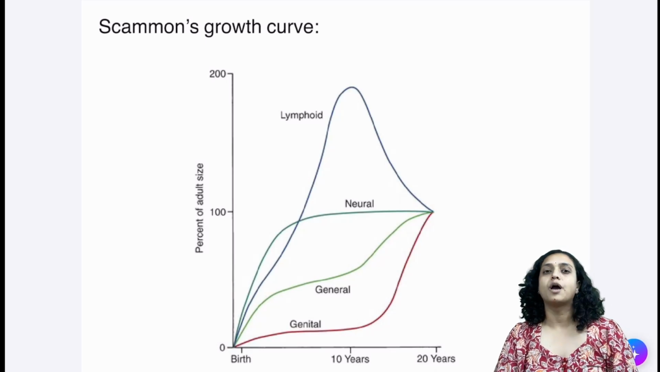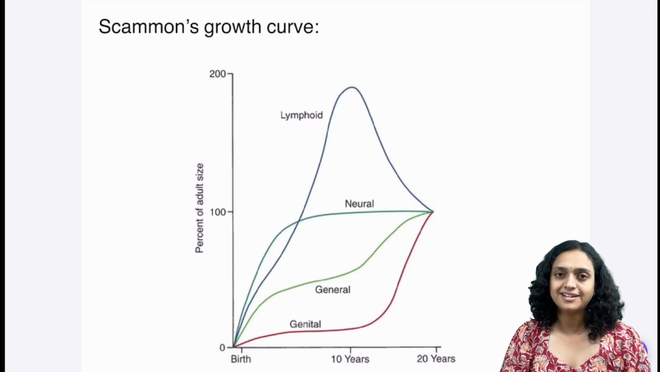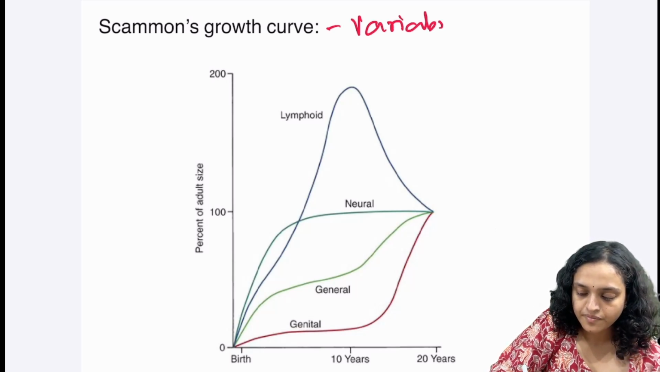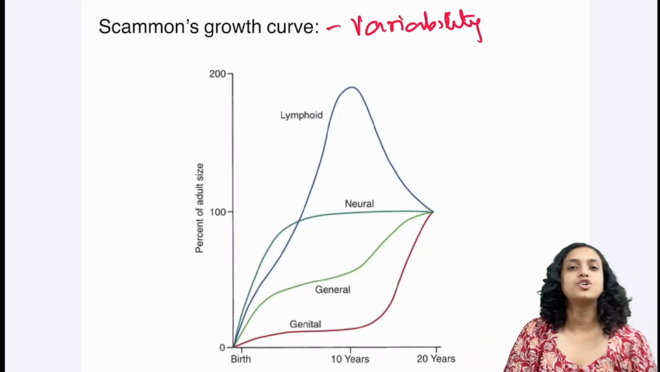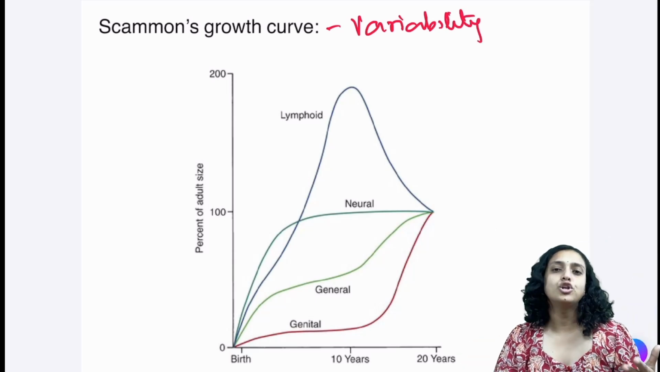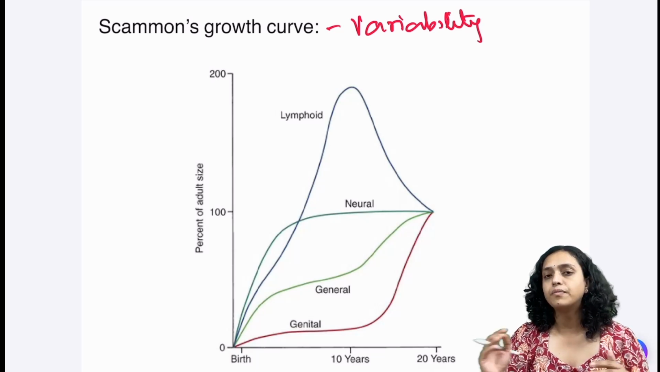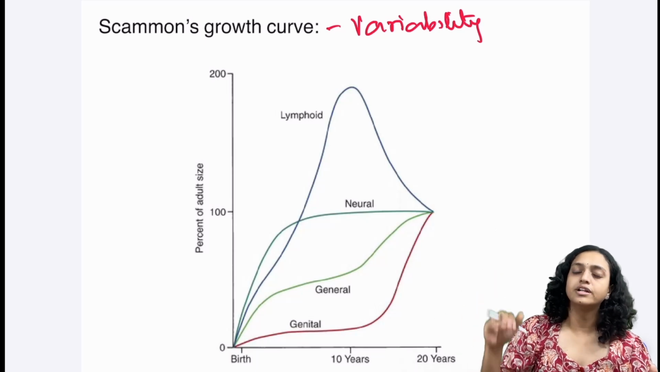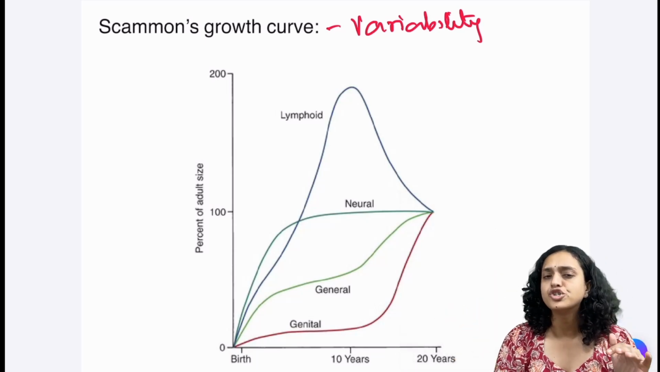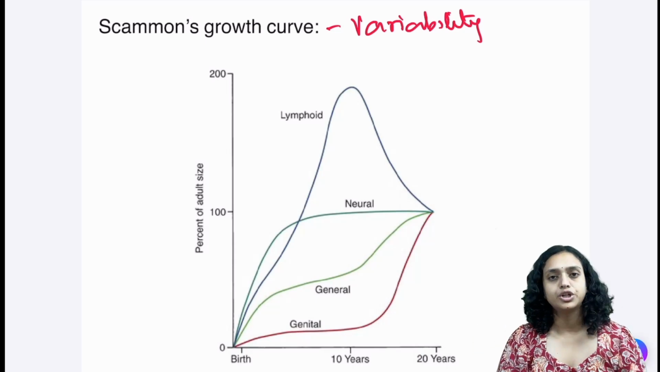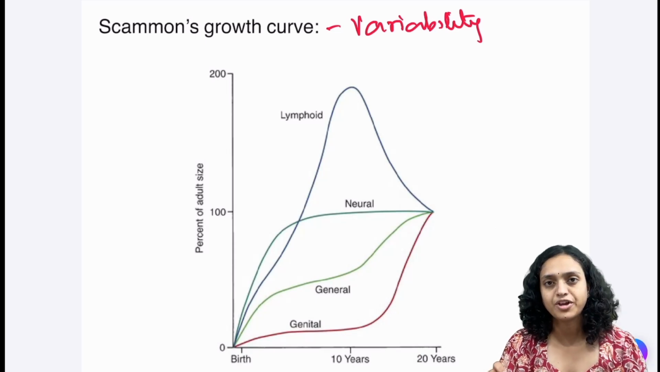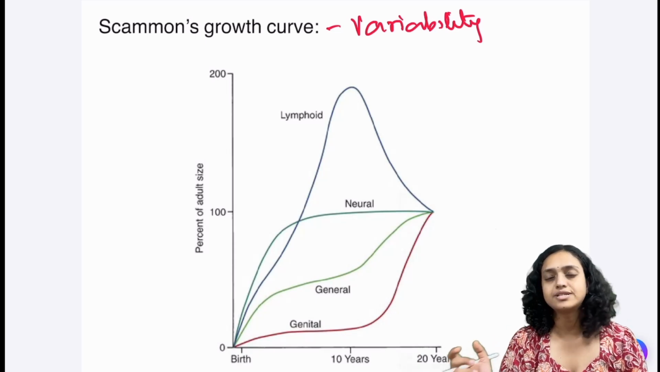So what is this Scammon's growth curve? Scammon's growth curve basically describes something called variability of growth. So what does this variability of growth mean? We all know that when we are growing together, no two individuals grow the same way. One person will grow taller a little earlier, the other person might be a little short. So there is a variability in growth. The same way in our body, no two organs grow the same way.